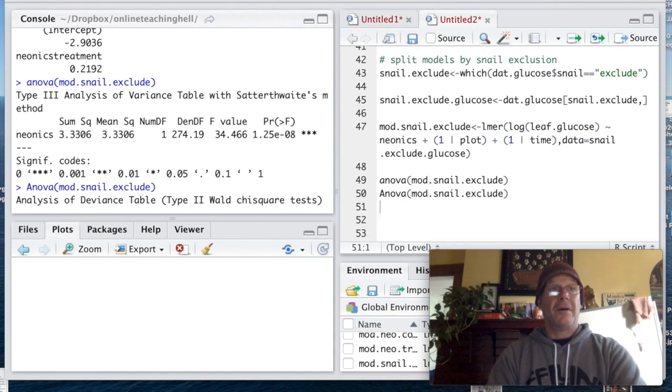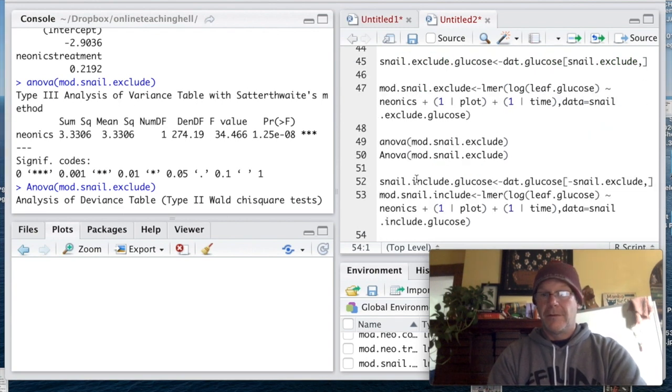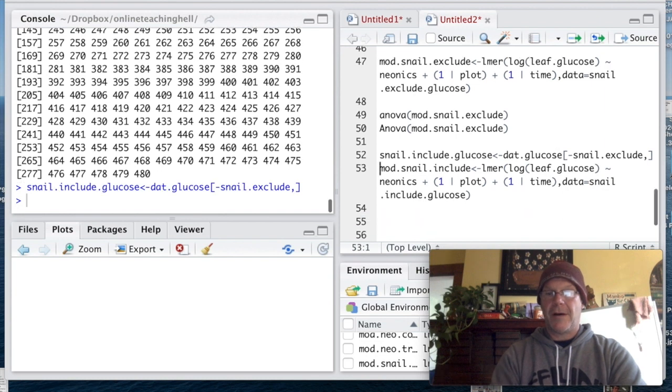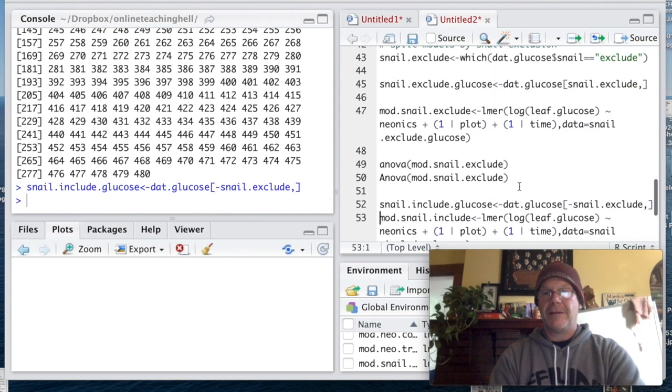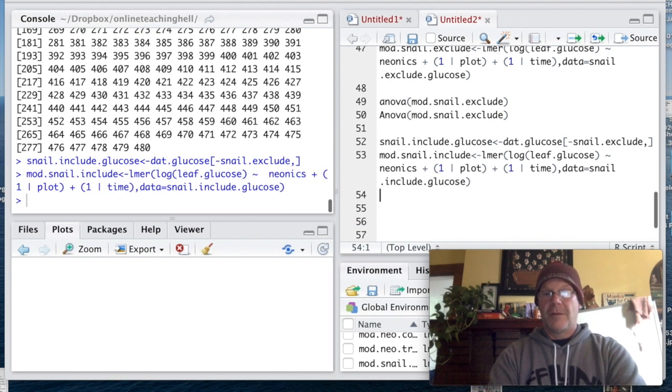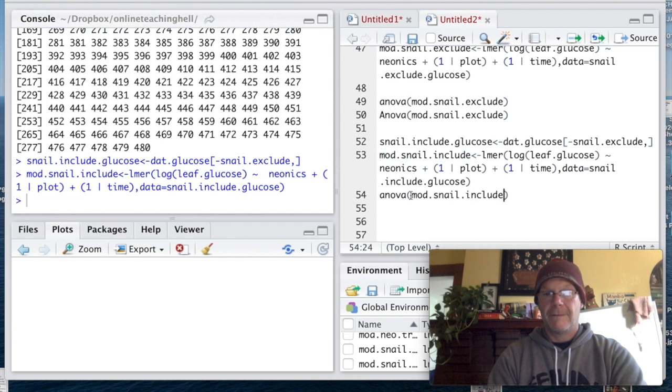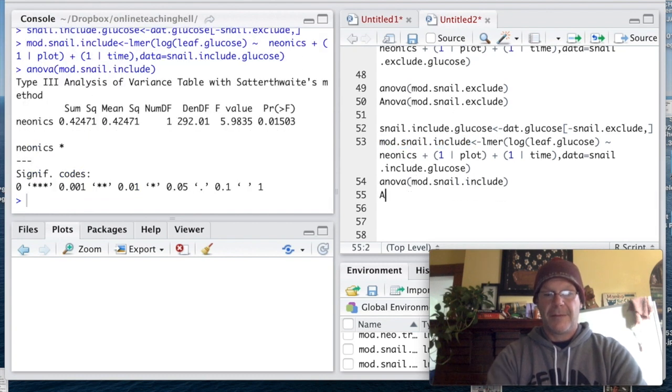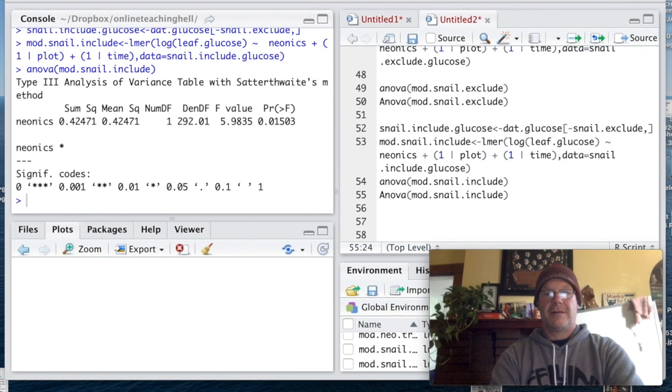And so let's do the exact same thing when snails are present. The only thing here, I'm putting that minus sign again, so it's going to drop those rows. It's going to drop all those rows. So now I'm only analyzing the data where snails were present. And I'll go ahead and run that into my mixed model. And then I can say what's the ANOVA on that. And then the capital ANOVA on that.